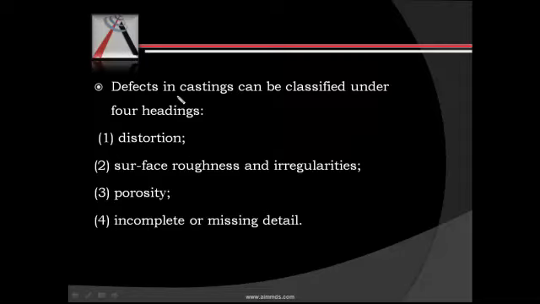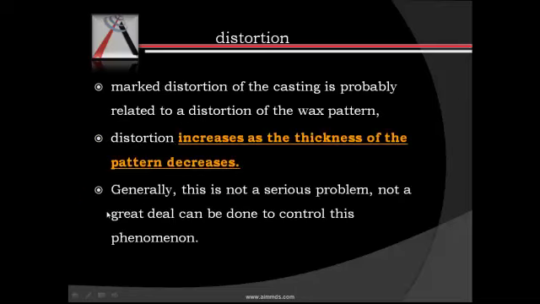These defects in casting can be classified under the following four types. One is distortion, second is surface roughness and irregularities, third is porosities, fourth is incomplete or missing detail. So we'll move on one after another through these headings. Coming to our first heading, that is distortion, the first type of defect.